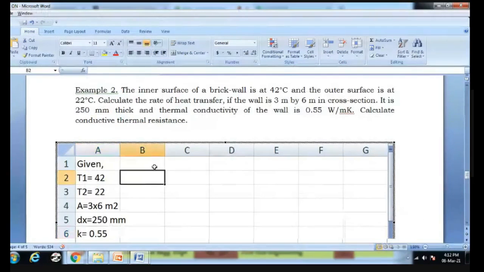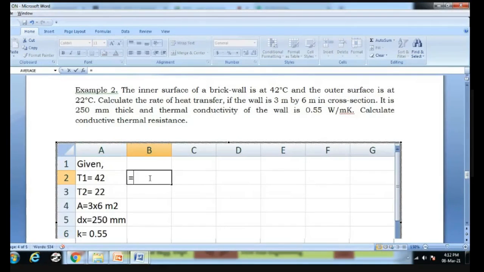Then you can understand easily, see what is asked there. So I'll just convert all this. 42 plus Kelvin is given, so 42 plus 273. That is your T1. What is T2? 22 plus 273. That is your T2.